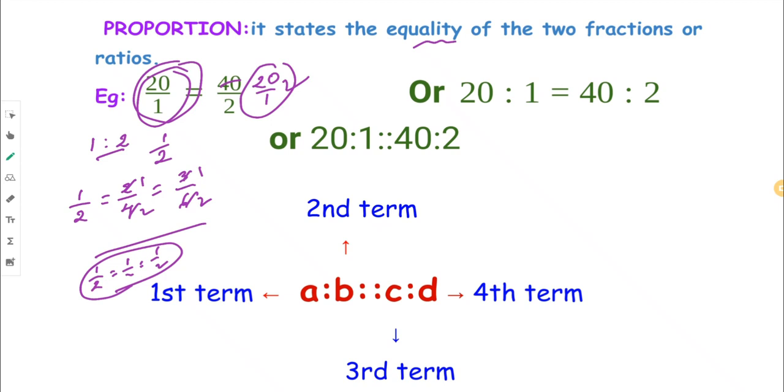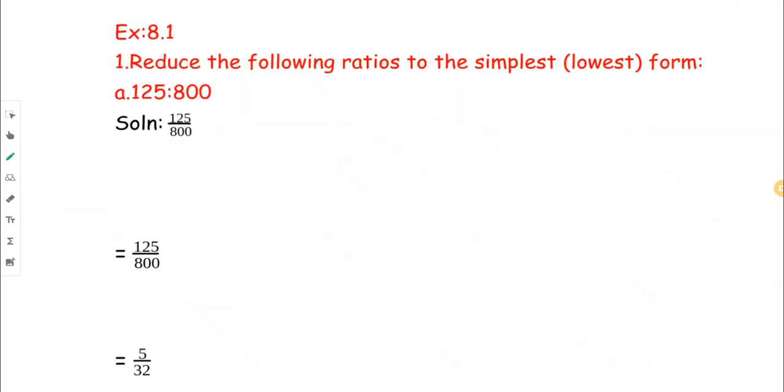Now when you look here, it can also be written like this: 20:1 equals 40:2. So this just means equality. Clear? Let's say that this is A, this is B, this is C, and this is D. So it can be simply written like this: A is your first term, B is your second term, C is your third term, and D is your fourth term. We will be using this in the coming questions. Clear? All right, so I hope you understood simple ratio and proportion. Let's do the first example.